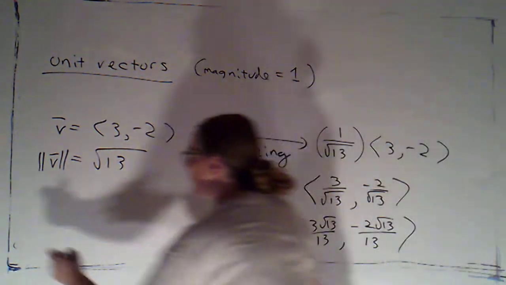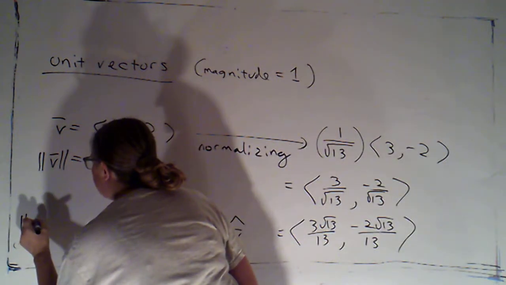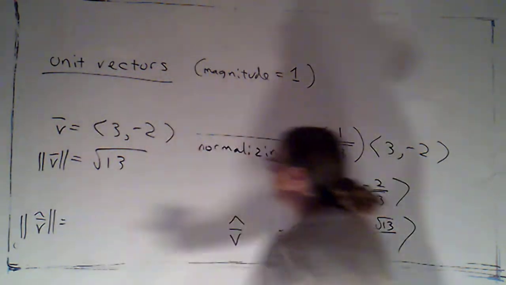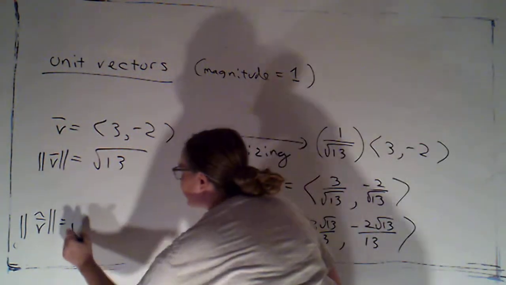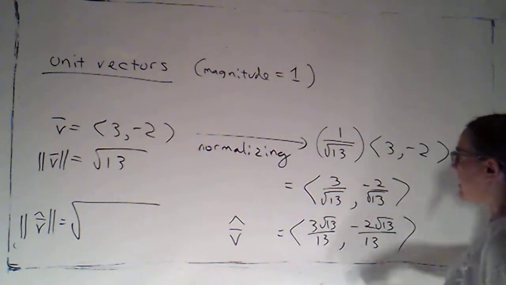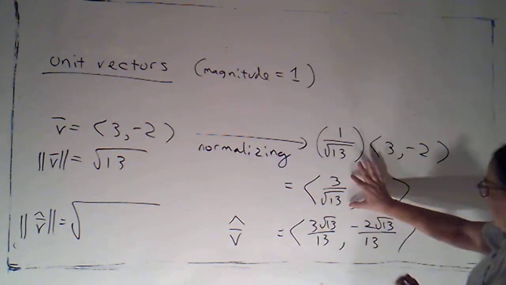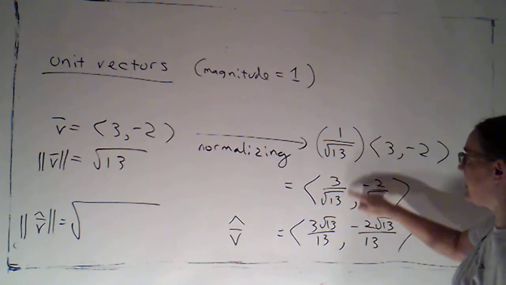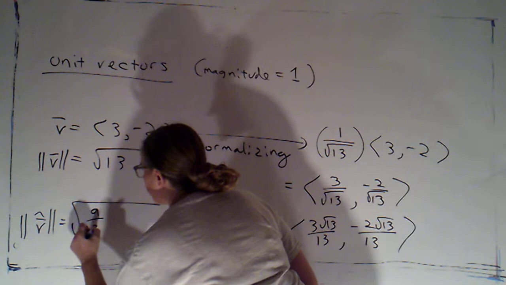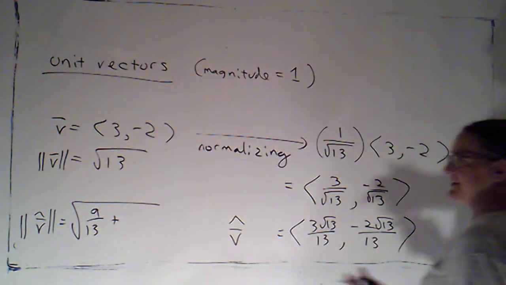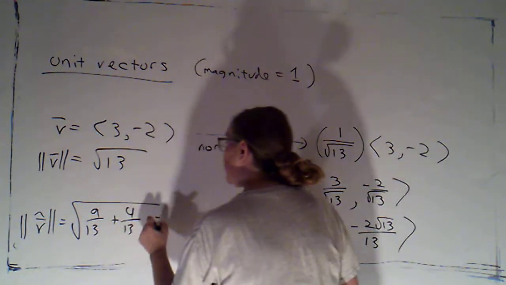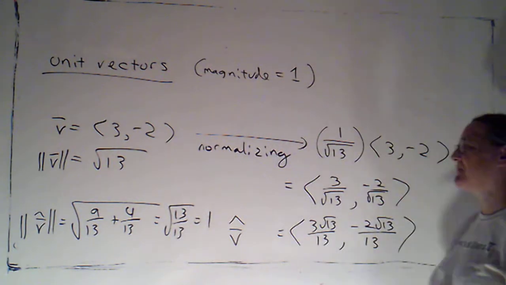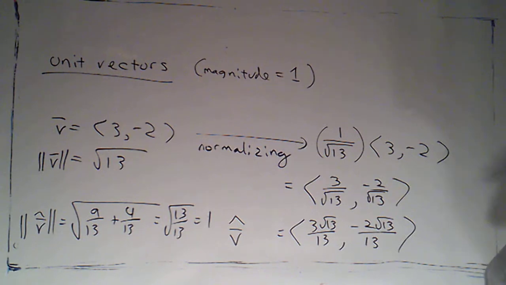And if I were to double check, the magnitude of v hat is, let's just check, that would be the square root of, let's actually work with this version. I think that's going to be simpler. If I square this, this is going to give me 9 over 13. Plus, if I square this, this is going to give me 4 over 13. Oh my goodness, that's the square root of 13/13, which is 1. Kind of nice.